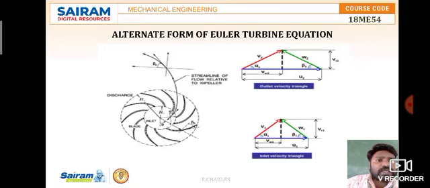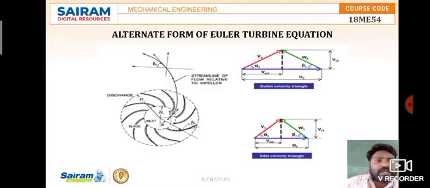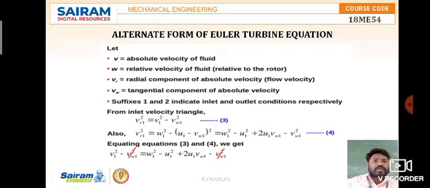So which one can be written as (U1 minus VW1)? Okay, so this can be written as (U1 minus VW1) whole square, that is equal to W1 square minus U1 square plus 2 U1 VW1 minus VW1 square. If you expand this equation, you will get this equation number 4.